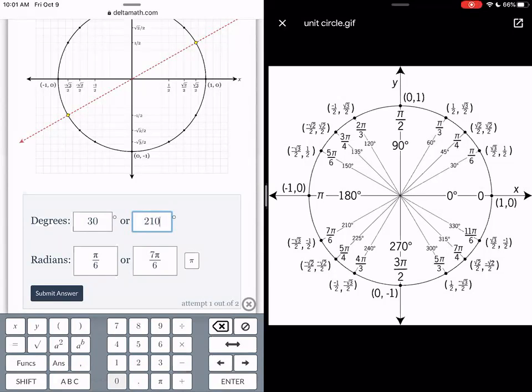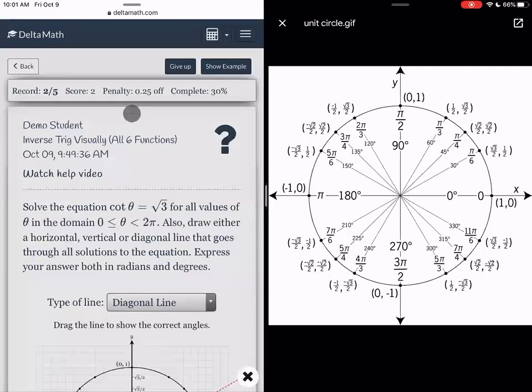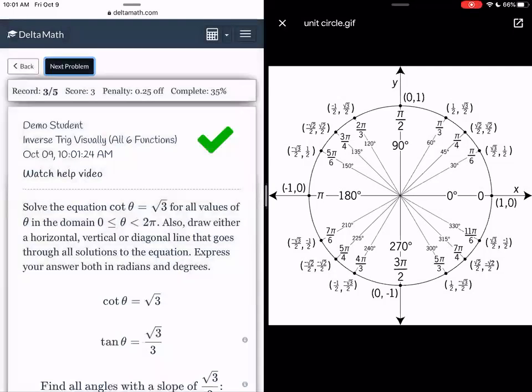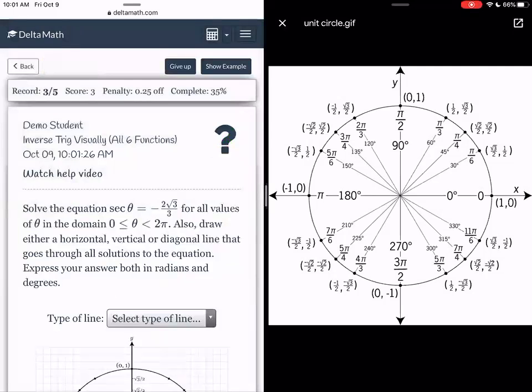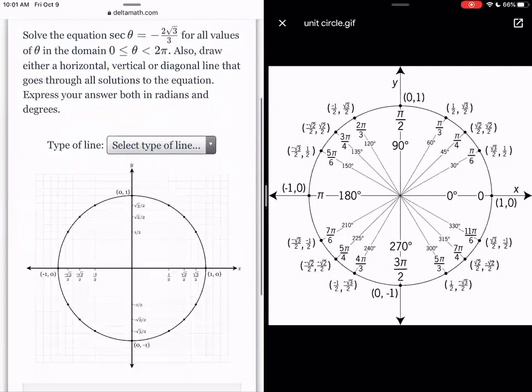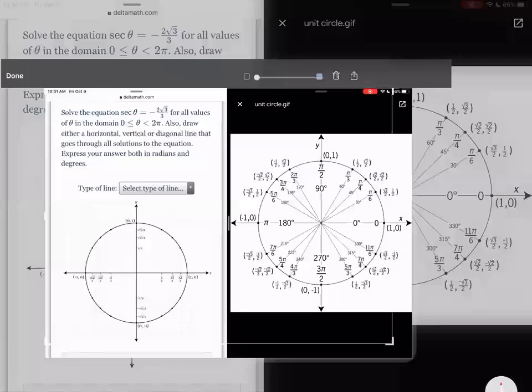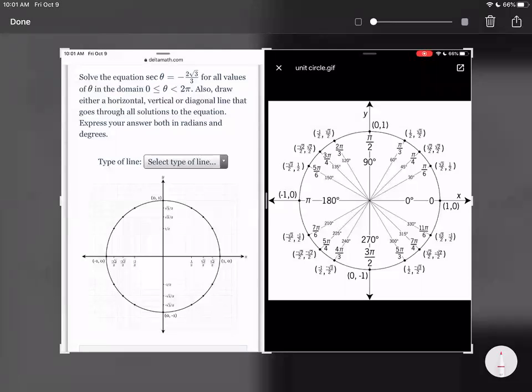Okay, let's do another one. I hope I don't lag. Next problem. Cool, we have a secant. And they gave us a hard secant. How fun. We're going to lag while doing a hard problem.